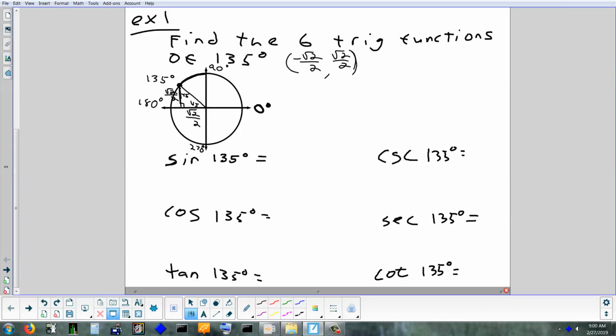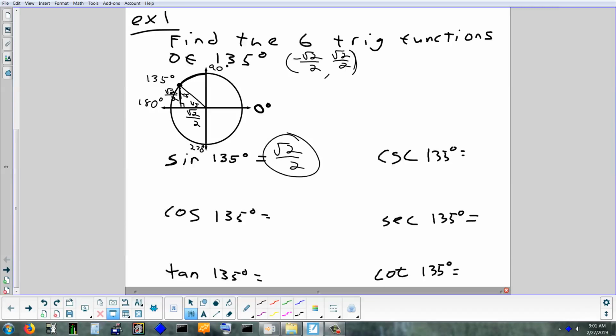Okay, so let's write out our 6 trig functions. Connor, what would my sine be? It'd be root 2 over 2. Yes. And this time, if you mix up the x and the y, you would get the sine and the cosine wrong, because one's negative, one's positive.